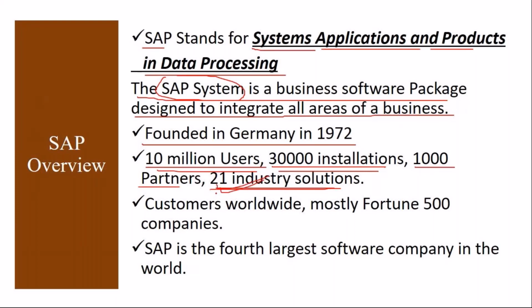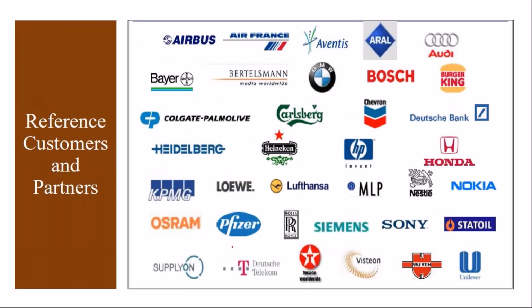Okay, they have customers worldwide, mostly Fortune 500 organizations. All the large organizations in various types of industries are using SAP already. SAP is the fourth largest software company in the world. It is the fourth largest software company. So these are some of the customers already using SAP.